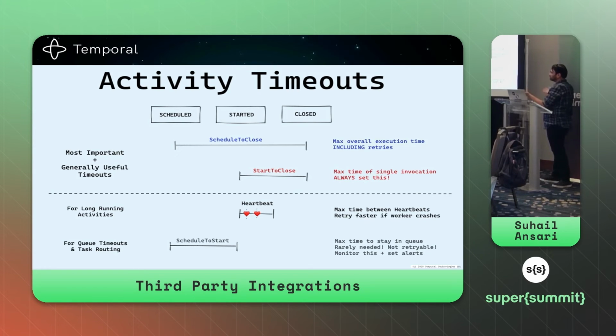And then you have schedule to start. It's the time that your activity, your workflow, sits in the task queue. So essentially, these options give you a deterministic way to execute your workflows. You have very fine control over how your workflow is actually being executed.